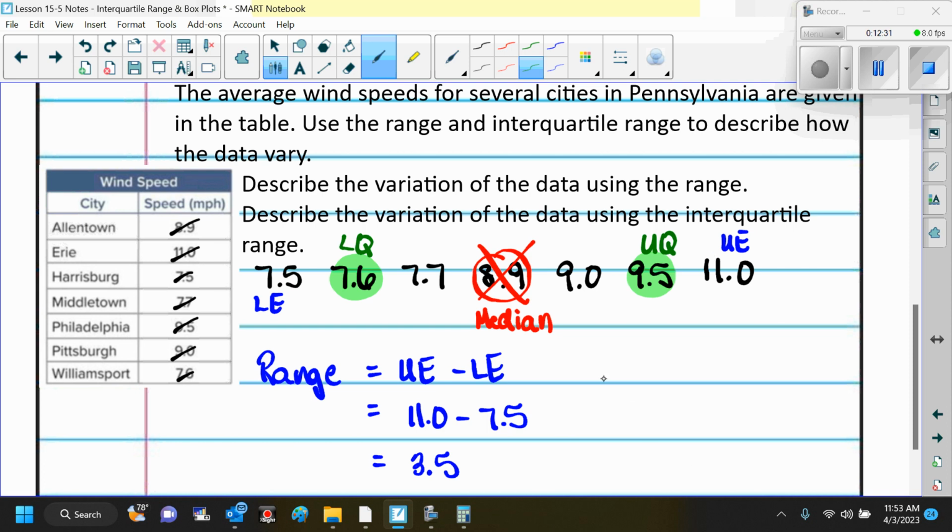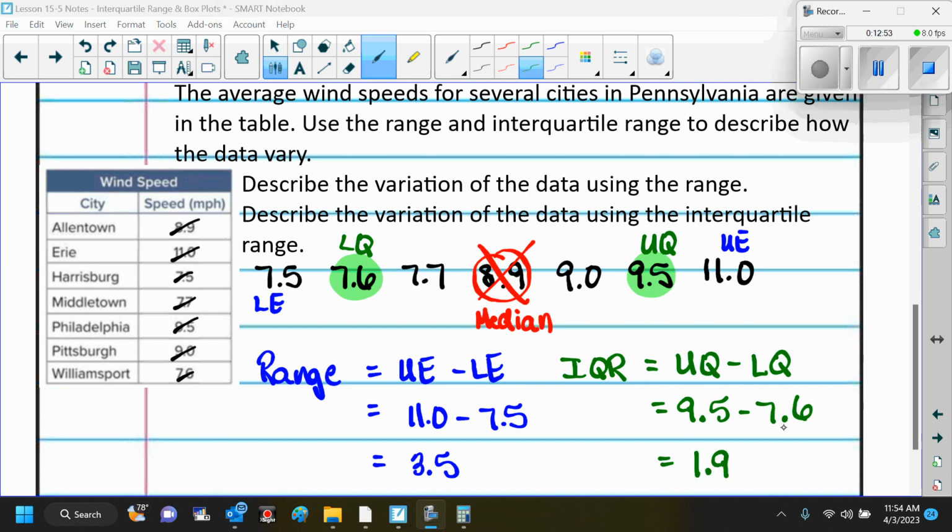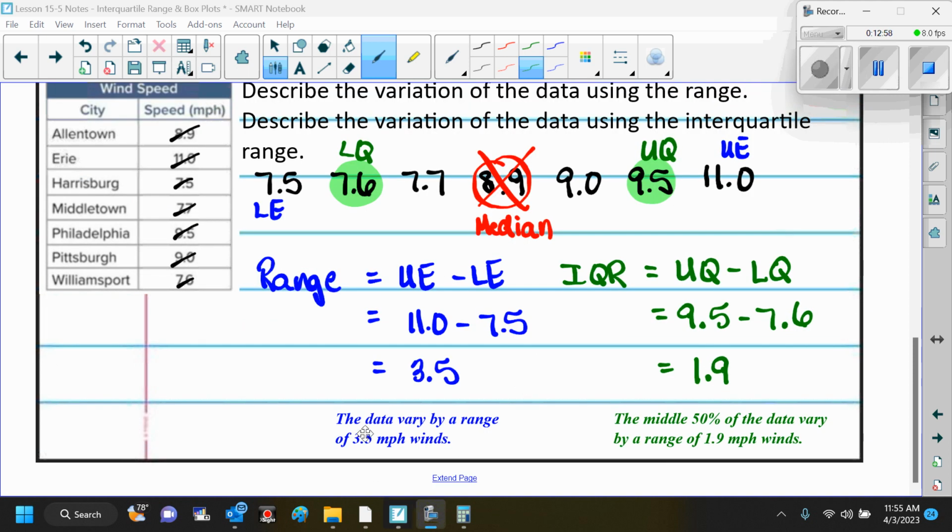Now to find the interquartile range, the IQR, we just subtract the upper quartile minus the lower quartile, okay? So that's going to be 9.5 minus 7.6. So that's going to give us 1.9. So what does this tell us? That tells us that the data vary by a range of 3.5 mile per hour winds in the cities of Pennsylvania, and the middle 50% of the data vary by a range of 1.9 mile per hour winds.